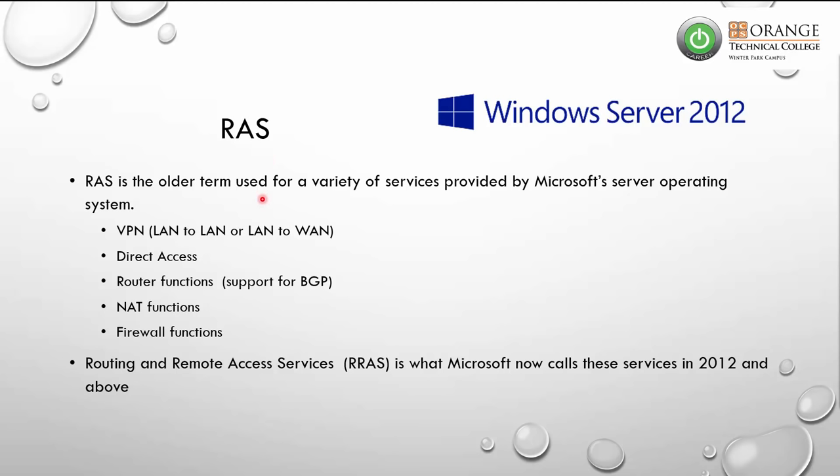RAS is an older term used for a variety of services provided by Microsoft server operating systems. With RAS installed on an older Microsoft operating system server, you could get VPN, you could get direct access, you could get router functions, you could get NAT functions and firewall functions. Today, Microsoft, for their newer operating systems, 2012, 2012 R2, call it Routing and Remote Access Service. So it's changed its name slightly with its newer products. So if you're a Microsoft shop, you could use RAS for VPN.